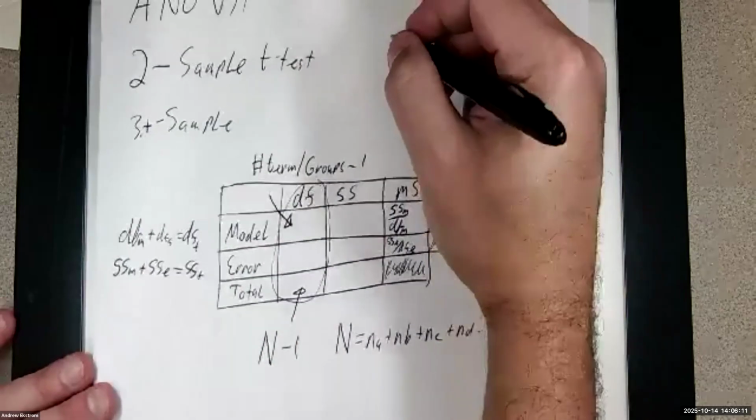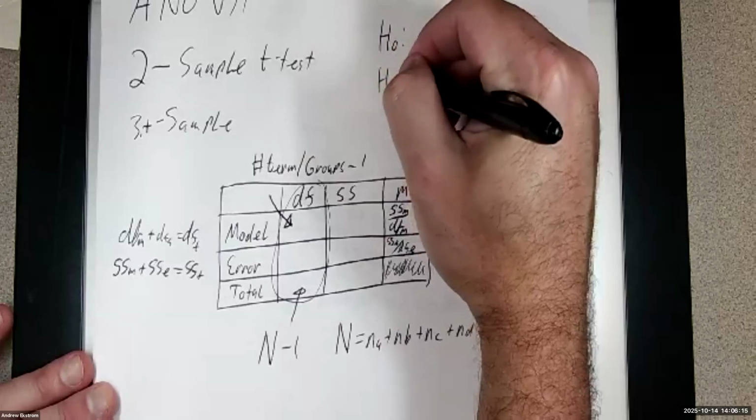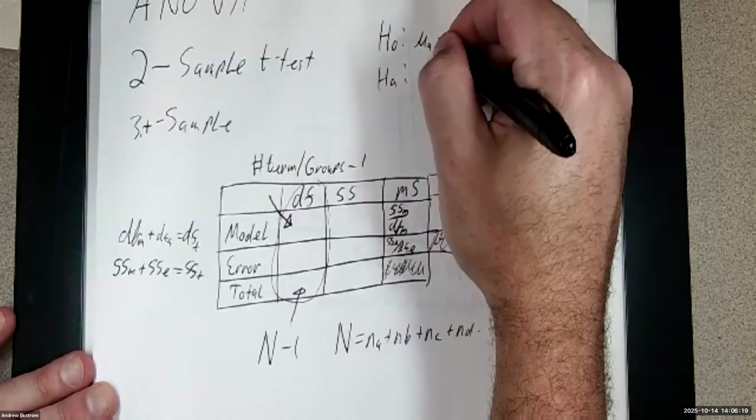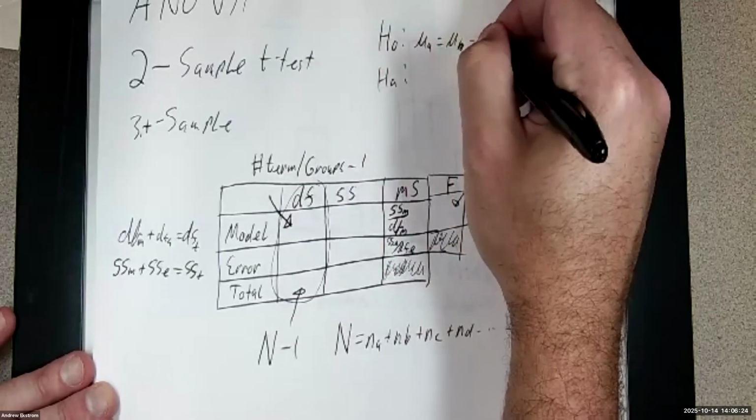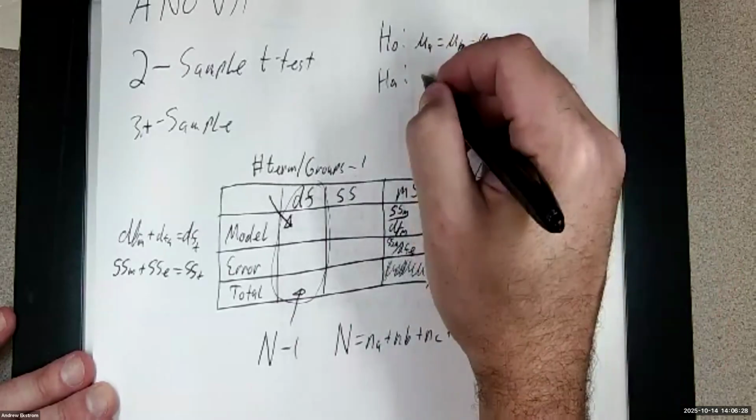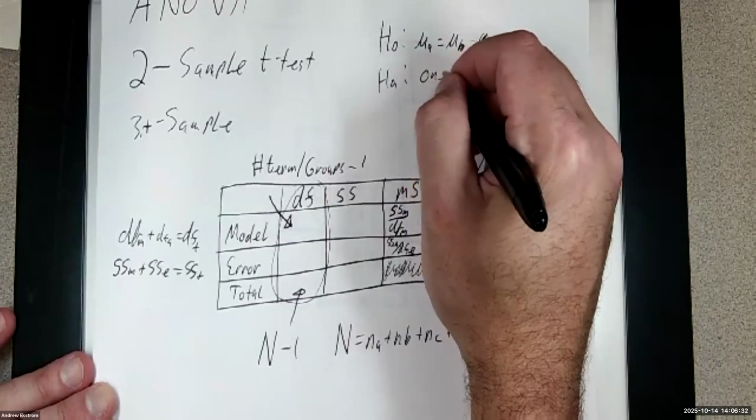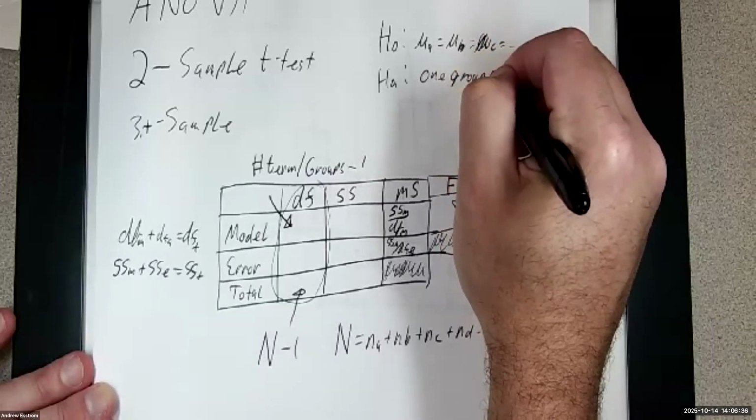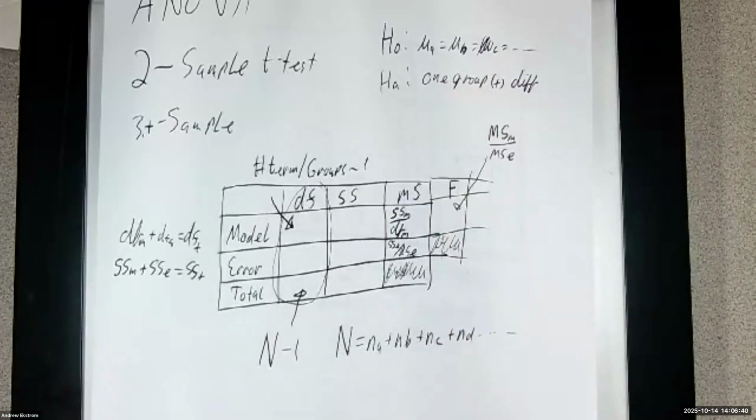With ANOVA, we are again doing hypothesis tests. We are assuming the average for group A equals the average for group B equals the average for group C, and so on. The alternative hypothesis: one group or more is different from the other groups.